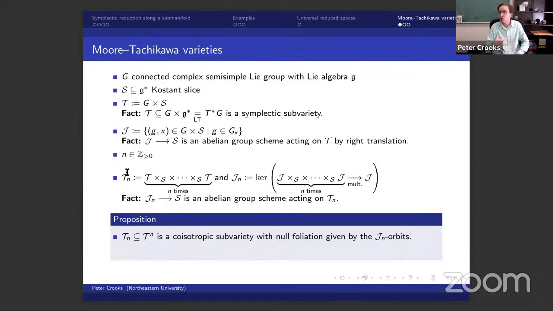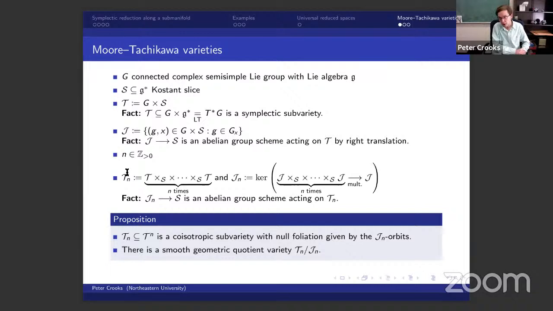Okay, so what we should think then is that if we mod out by the J_n action, we should get something symplectic. But because we're in the algebraic setting, we have to be a little bit more careful with what we mean by modding out. In other words, we need to ask, do we have a reasonable quotient of T sub n by J sub n? And the answer is, as it turns out, that we do. So there is a smooth geometric quotient variety of T sub n by J sub n.